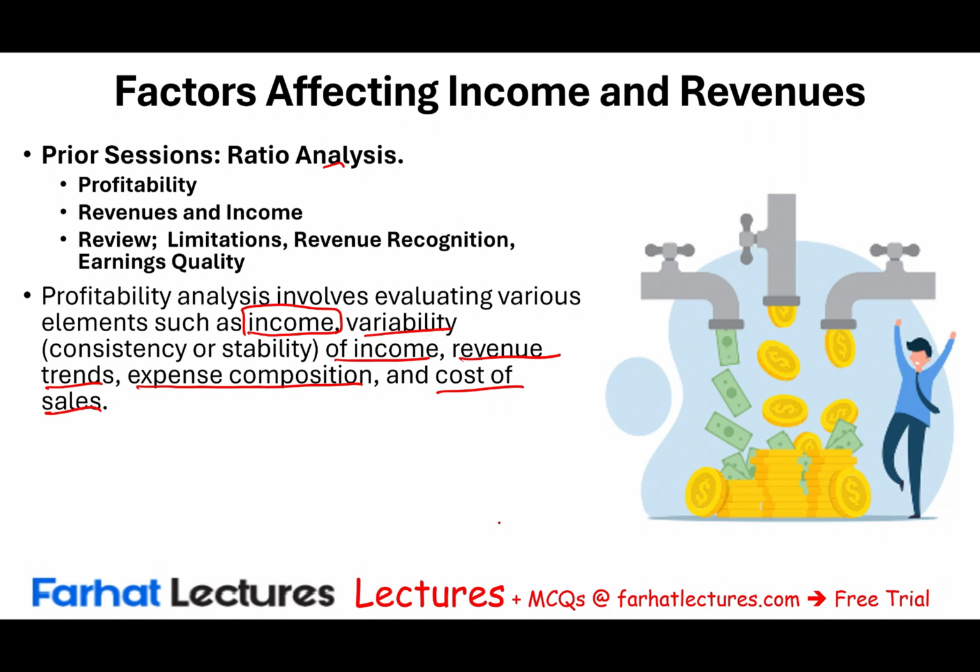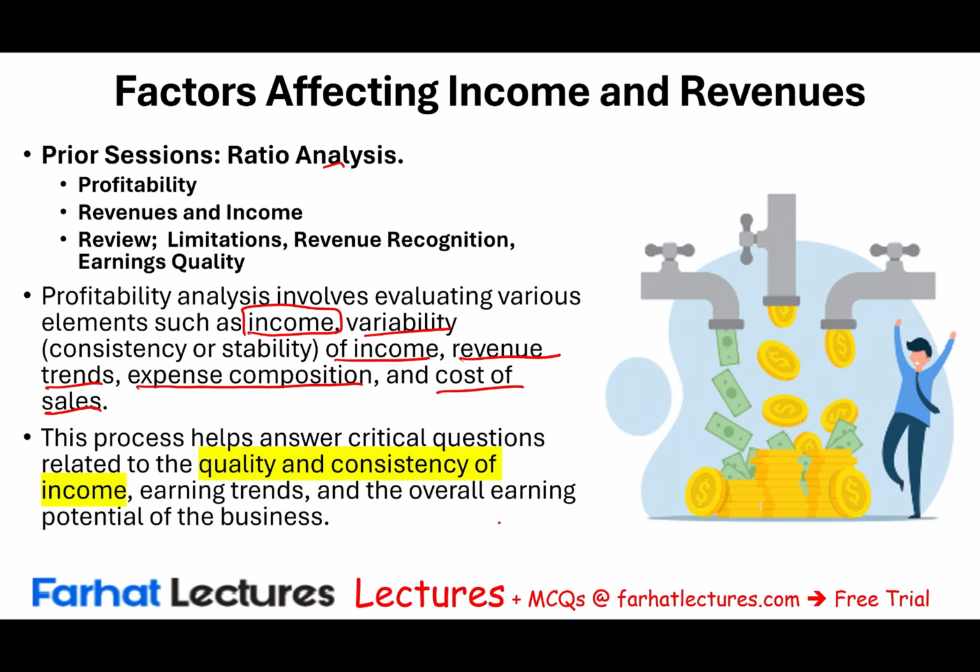And by product, how to get to net income? You subtract expenses. So everything that applies to revenues and income, in a sense, applies also to expenses. So in this process, what we're going to be discussing here helps us answer critical questions related to the quality and consistency of income. That matters to an analyst. How good is the earnings? How consistent are they? We can look at earnings trend. Are they trending up, trending down, flat, fluctuating, and the overall earnings potential for a business?